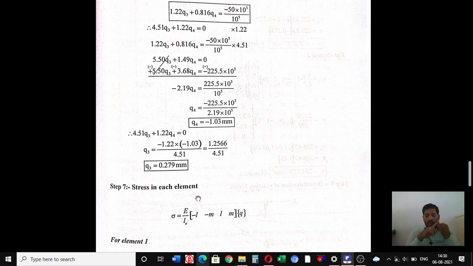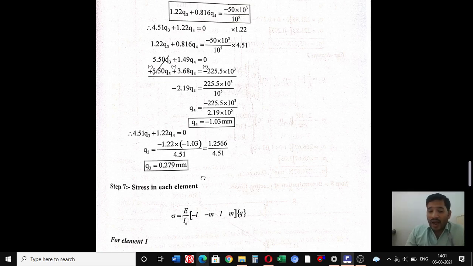So we got the nodal displacements. Q1 is 0, Q2 also 0, Q3 value we got as 0.279, Q4 value is minus 1.03, Q5 value is 0 and Q6 value also 0. Clear? Why is it 0? Q1 and Q2 are fixed at point 1, for that reason Q1 and Q2 are 0, and node 3 is fixed, for that reason Q5 and Q6 also 0. Clear? Again, what we need to find out? We need to find out the value of Q3 and Q4.